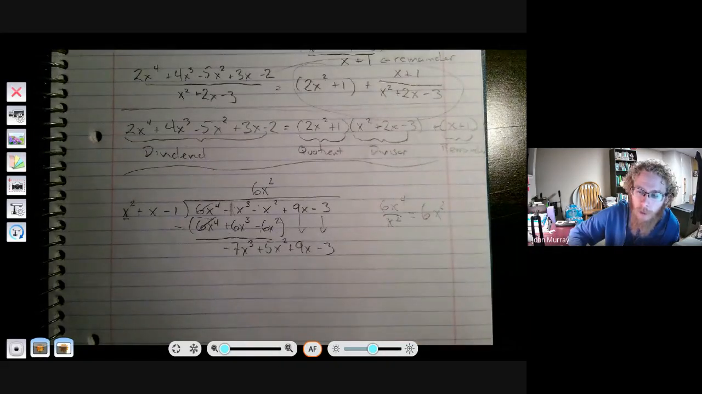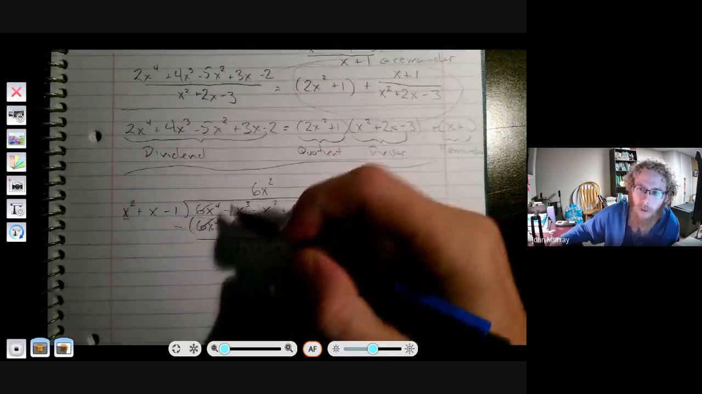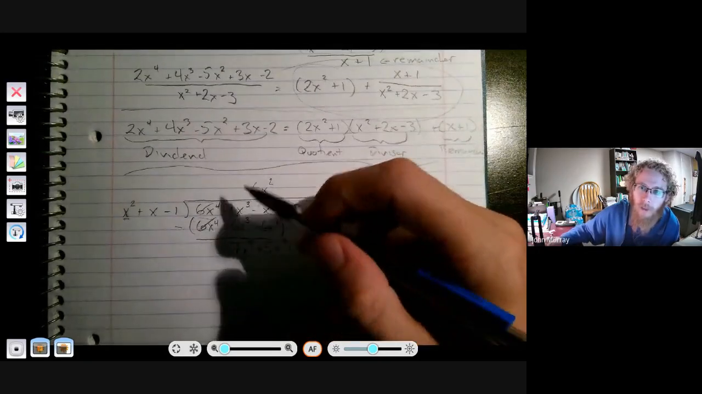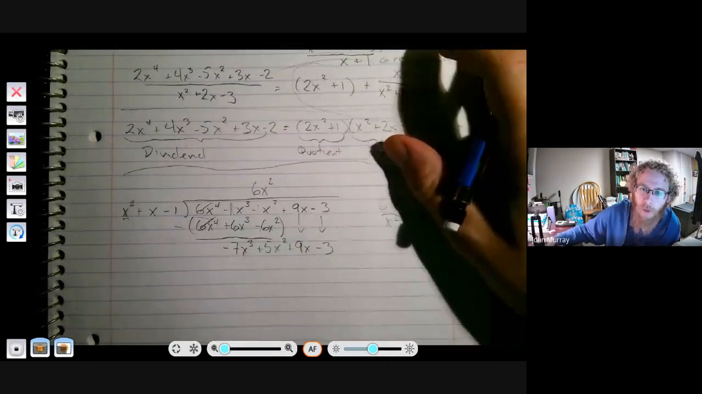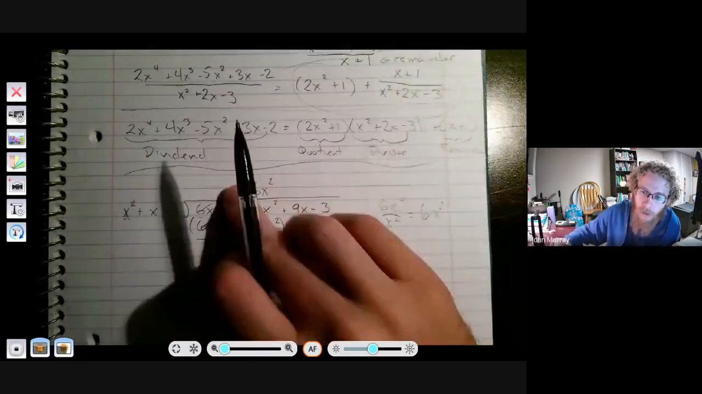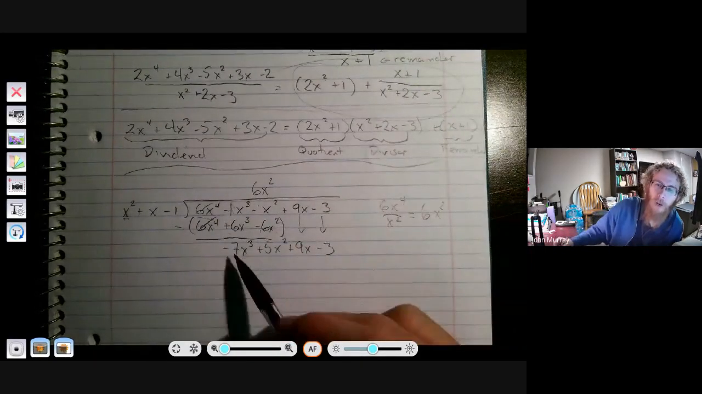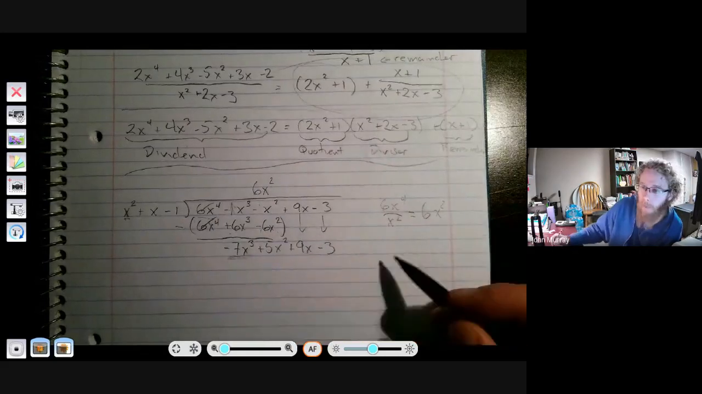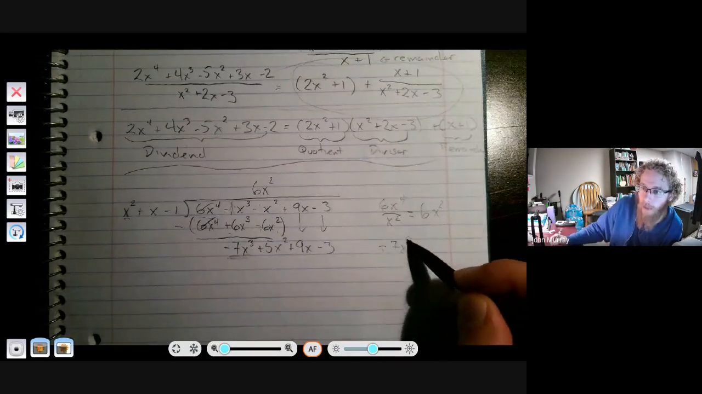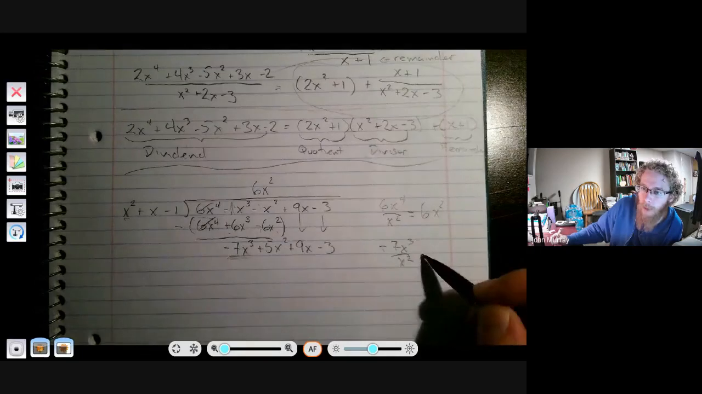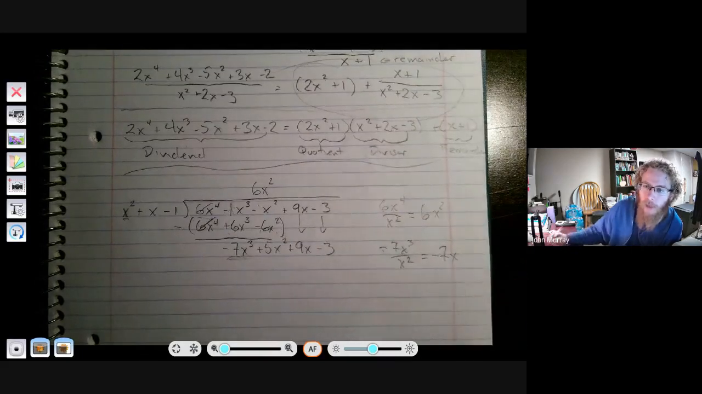In the example we saw yesterday, it worked out where not only the first term canceled out, but that second term also canceled out. Unfortunately, this time we have a value there. So now I'm looking at my first term here, negative 7x cubed divided by x squared. Well, that's just going to be negative 7x.